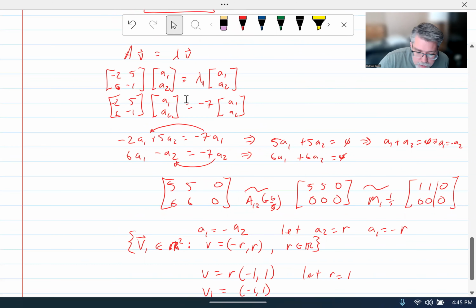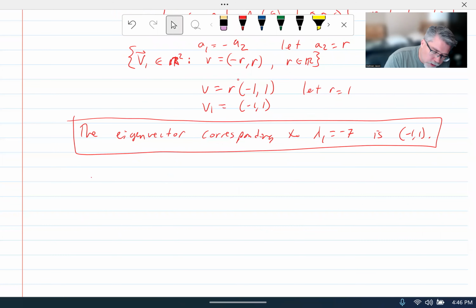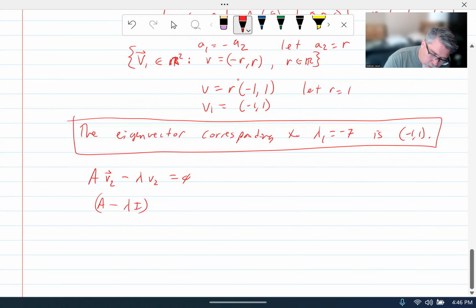There's a couple different methods that you could do here. The next one I'm going to look at this. What if we just wrote it as A v2 minus lambda v2 is equal to 0, and then said, well, I can only do this if I get (A minus lambda I) times v2 is equal to 0, right? Does this make the process any faster?